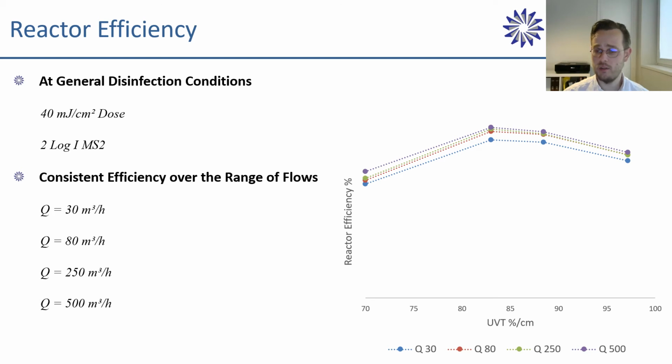But in terms of the UVTs, we have a bit more variation. So you can see that for 80 to 90% UVTs, we have a peak, and these data points are above 90% reactor efficiencies, but it can drop down to 70% if we go for 70% UVT. Now I have to emphasize that this performance curve is for this particular reactor design that we're choosing for this case study.